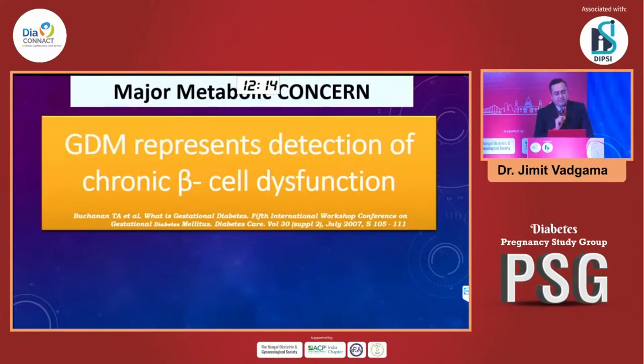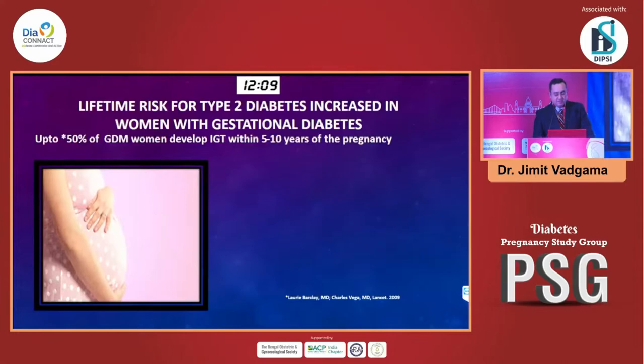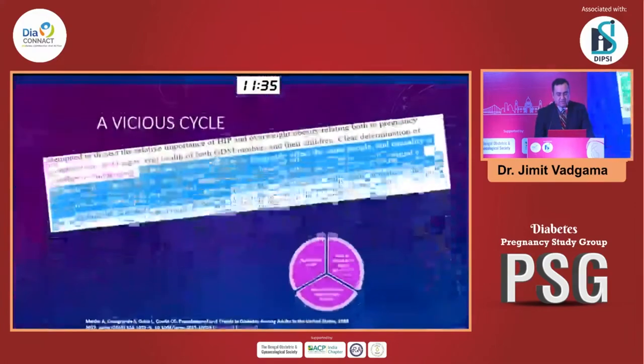is that GDM represents chronic beta cell dysfunction, and GDM is a state in the evolution of type 2 diabetes. The lifetime risk for type 2 diabetes is increased in women with gestational diabetes. These are actual numbers: up to 50% of women who have GDM will develop IGT in the next 5 to 10 years. According to ADA last year, the absolute risk increases linearly through a woman's lifetime, from 20% at 10 years to up to 60% at 50 years. This is a big number, and it shows the lifetime risk of developing type 2 diabetes in patients who have had GDM. So this is very important.